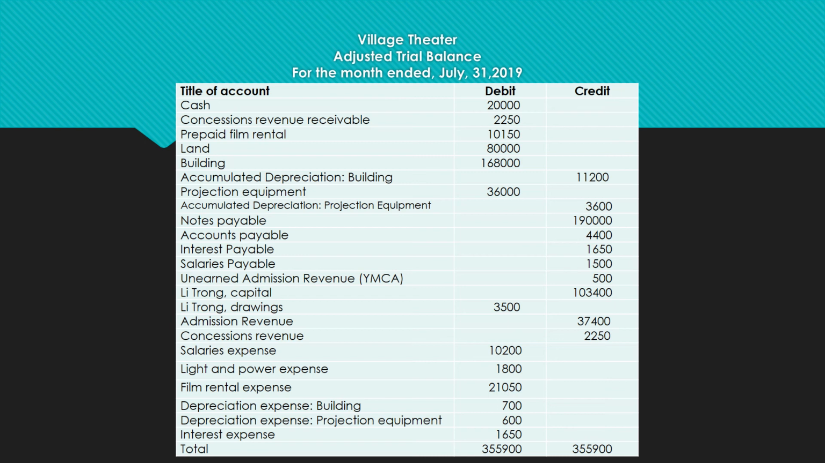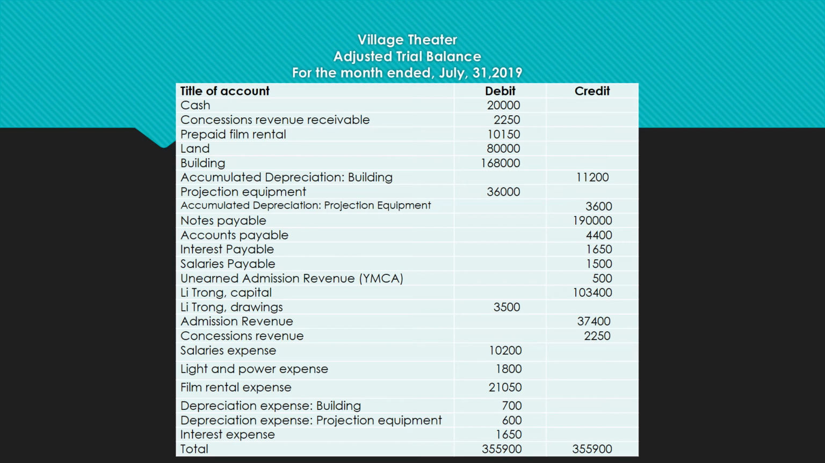Now the new expenses which were created in adjustments are kept here: film rental expense 21,050, depreciation expense building 700, depreciation expense projection equipment 600, interest expense 1,650. Now all accounts of debit and credit have been recorded into the adjusted trial balance.